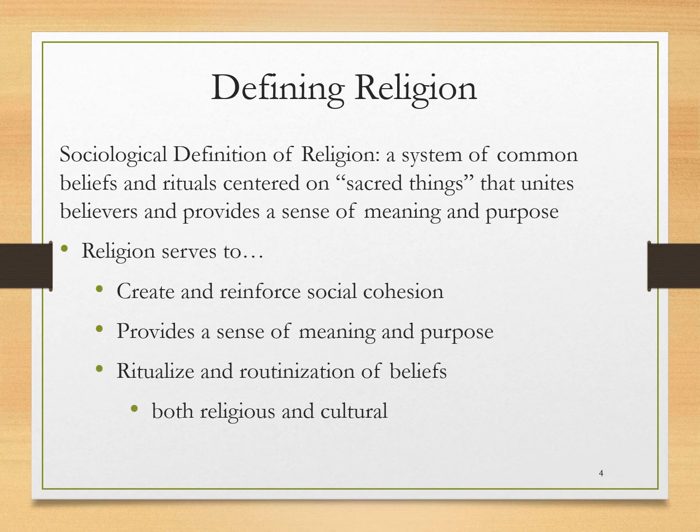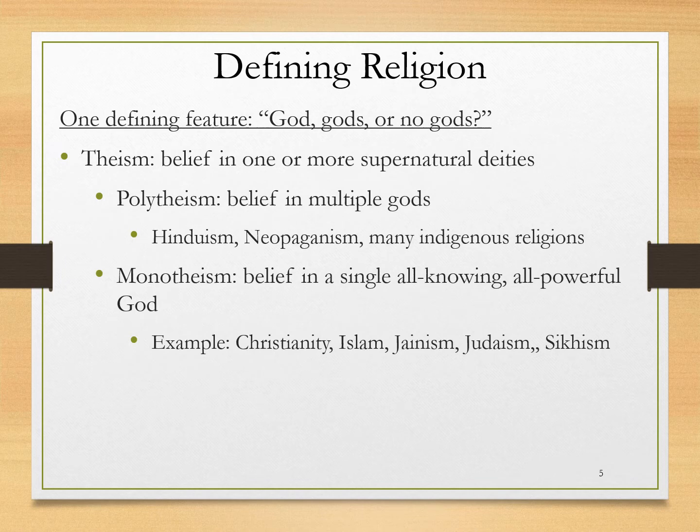So, to restate that last bit, religion takes the beliefs that many people hold, and it basically makes them official for the purpose of the religion and for the purpose of the culture. Now, one defining feature of religions is a belief in God, gods, or no gods at all. There are religions that are monotheistic, polytheistic, or what's sometimes called non-theistic. We'll talk about that in the following slides.